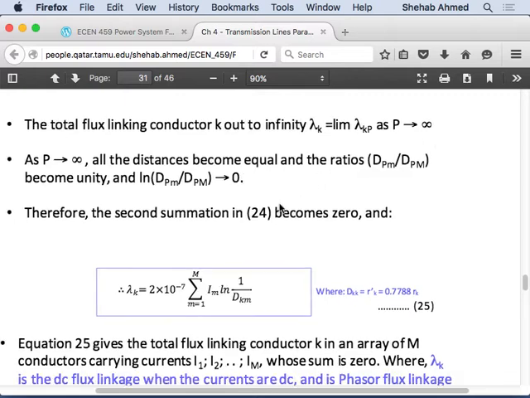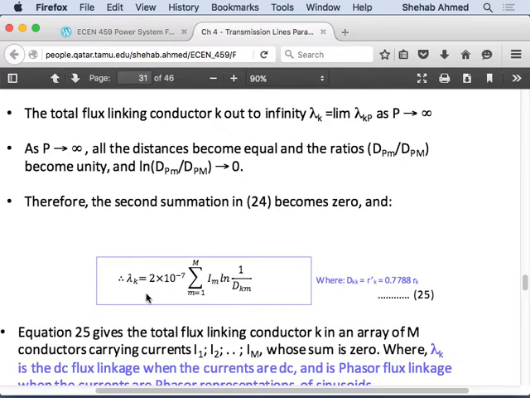Here, this is where they talk about that. You will end up with only this term. So this is the total flux linking conductor K up to infinity. That's why they dropped the P term, because this is the total flux linking conductor K due to itself and everything around it.